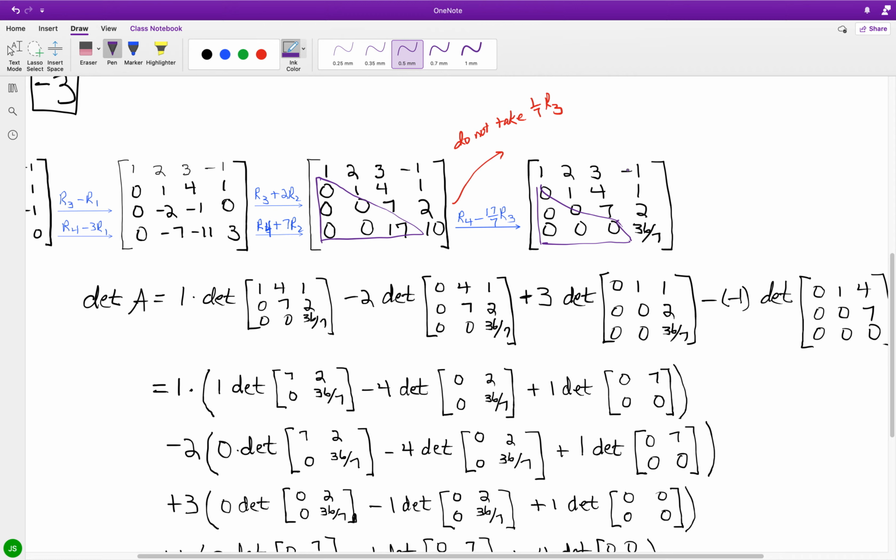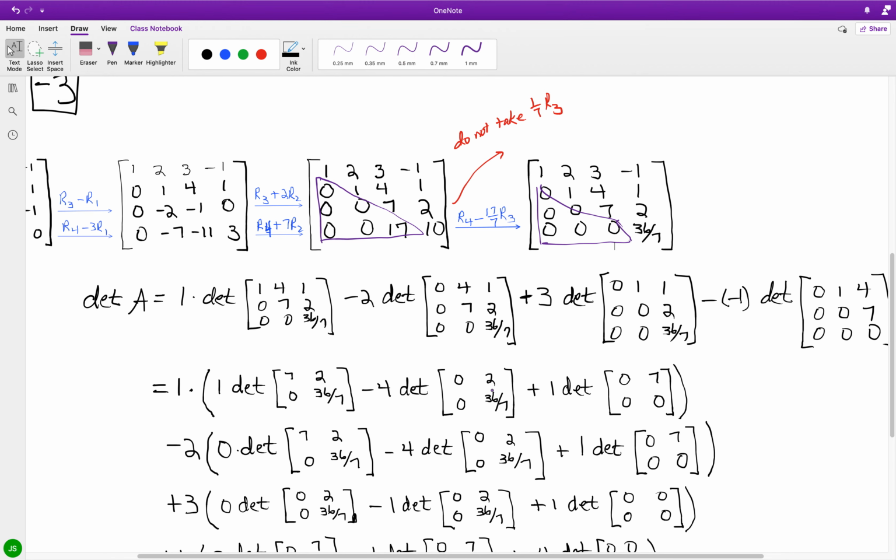And then we have minus -1 times the determinant of 0, 1, 4, 0, 0, 7, and 0, 0, 0, and just running it through the mill. Okay, so you have 1 times the determinant, and the exposed elements in the 2x2 formation are 7, 2, 0, 36/7, minus 4 times the determinant 0, 2, 0, 36/7, and we have +1 times the determinant 0, 7, 0, 0, and we have -2, and just running what we have for 0, 4, and 1.